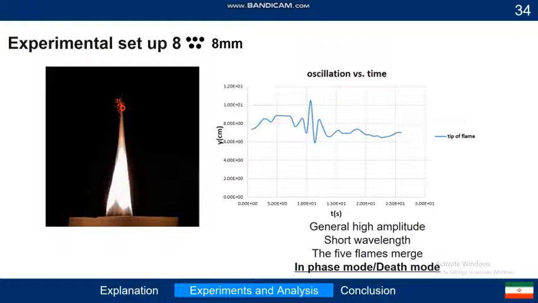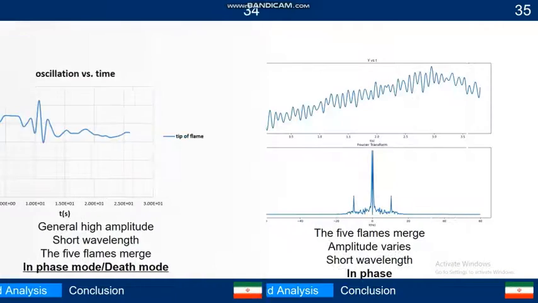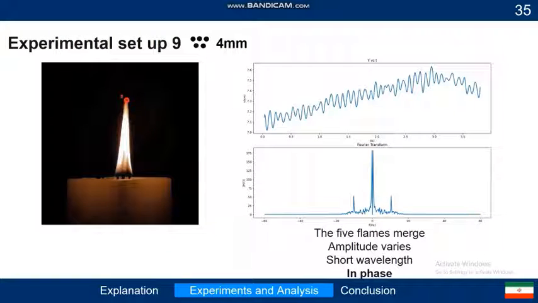Next one is the trapezium shape at 18 millimeters. You can see it has oscillations in stable form and in phase mode. Stable and in phase mode. At 40 millimeters it is like before, but because they merged you can see the in phase mode better.